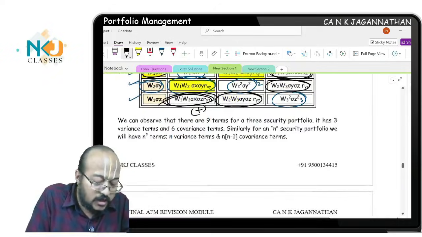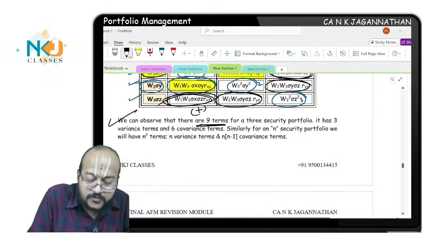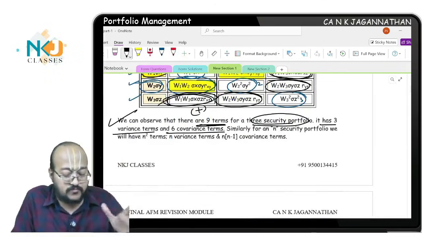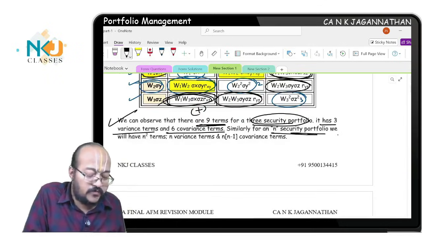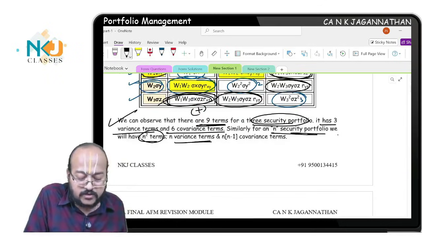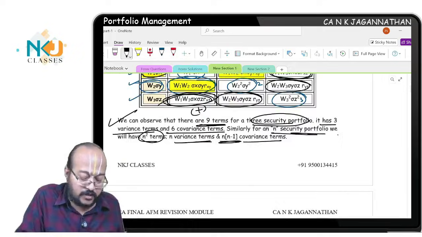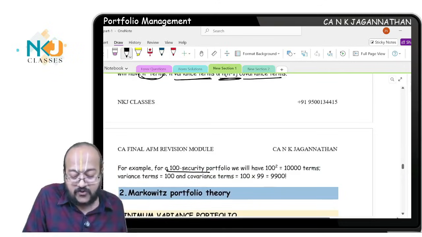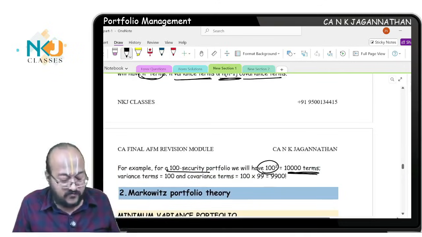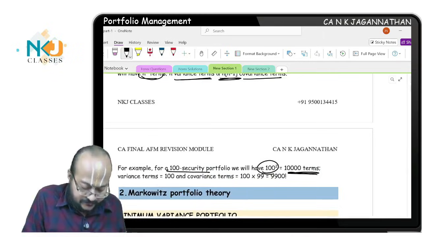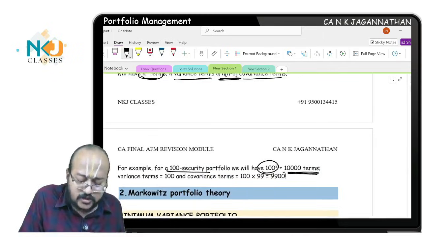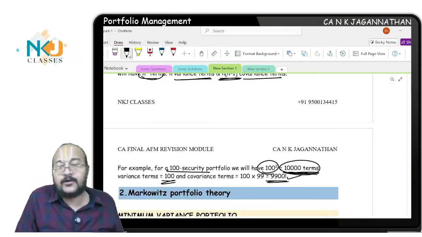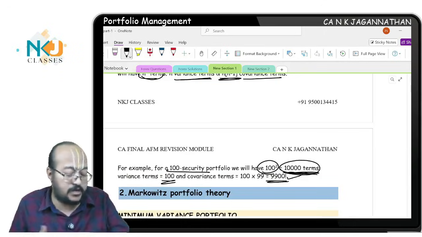Are you understanding? We can observe that there are 9 terms for a 3 security portfolio: 3 variance terms and 6 covariance terms. Similarly, for an n security portfolio, we will have n square terms, n variance terms and n into n minus 1 covariance terms. For example, for a 100 security portfolio, we will have 10,000 total terms, 100 variance terms and 9,900 covariance terms, just to make you understand the facts.